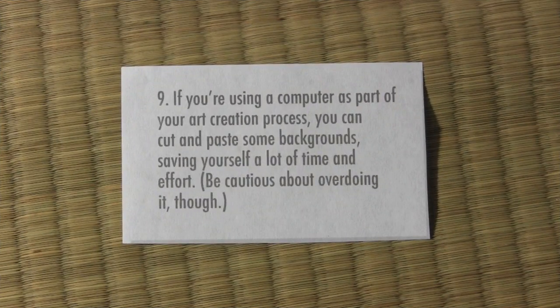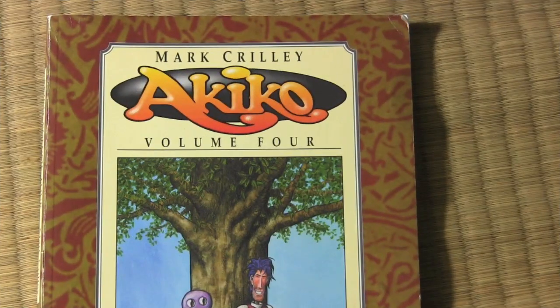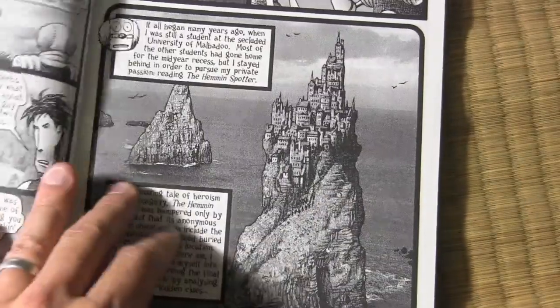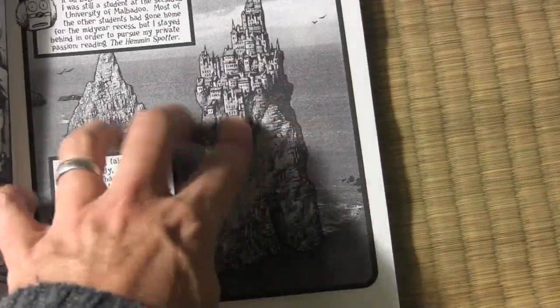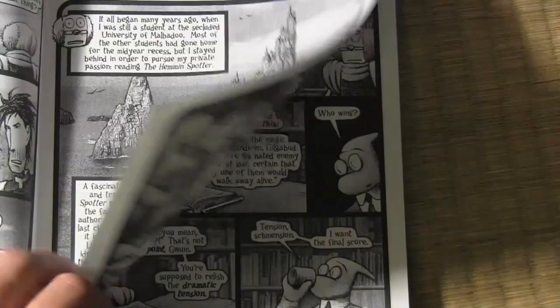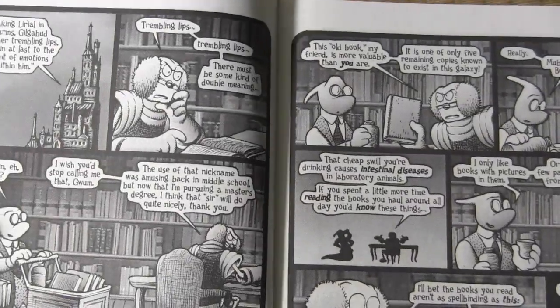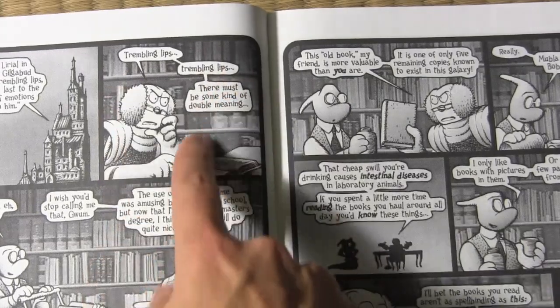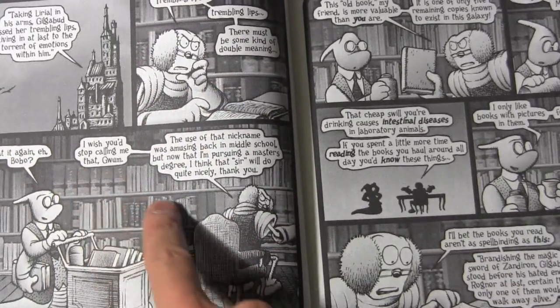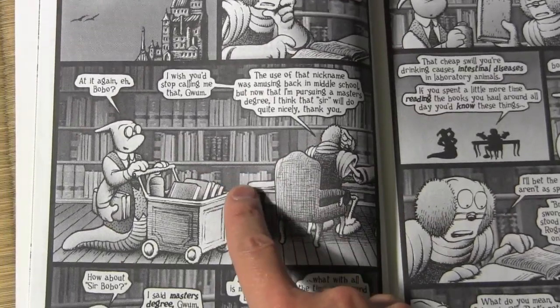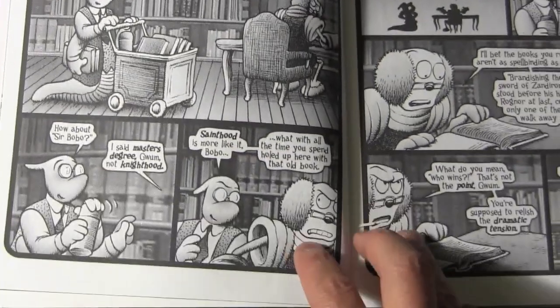If you're using a computer as part of your art creation process, you can cut and paste some backgrounds, saving yourself a lot of time and effort. Be cautious about overdoing it, though. So this is from the Akiko series, The University of Malbadoo, and this panel here I think is a pretty good establishing shot, but once we get inside, you can see that Crilley hit upon the idea of using a scanned image of books on shelves. Could serve as the background for panel after panel after panel.